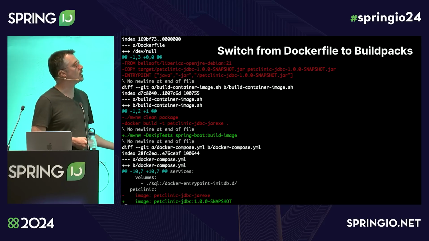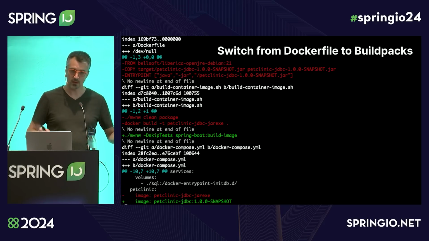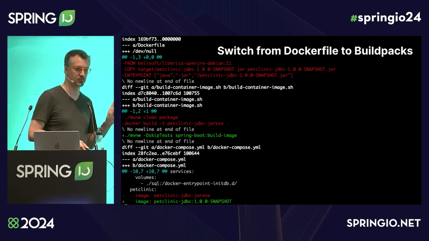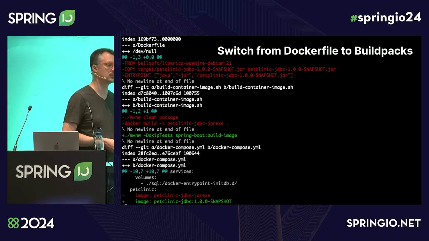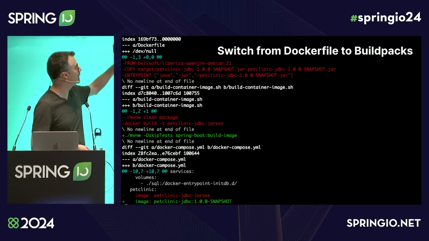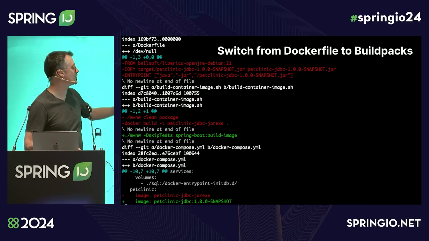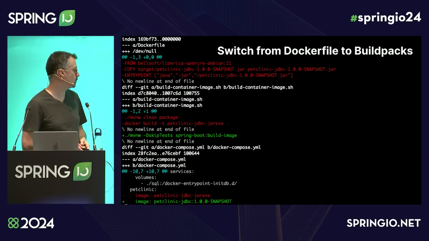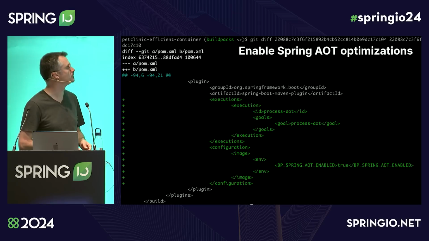Now we are going to switch from Dockerfile to Buildpacks. You can use Dockerfile if you want, but we are going to leverage the CDS support and the new Spring AOT support in Buildpacks as well. So we remove our Dockerfile. We change our command to just use Maven spring-boot:build-image, and you can use the Gradle equivalent. And we are going to change the reference of the container image.